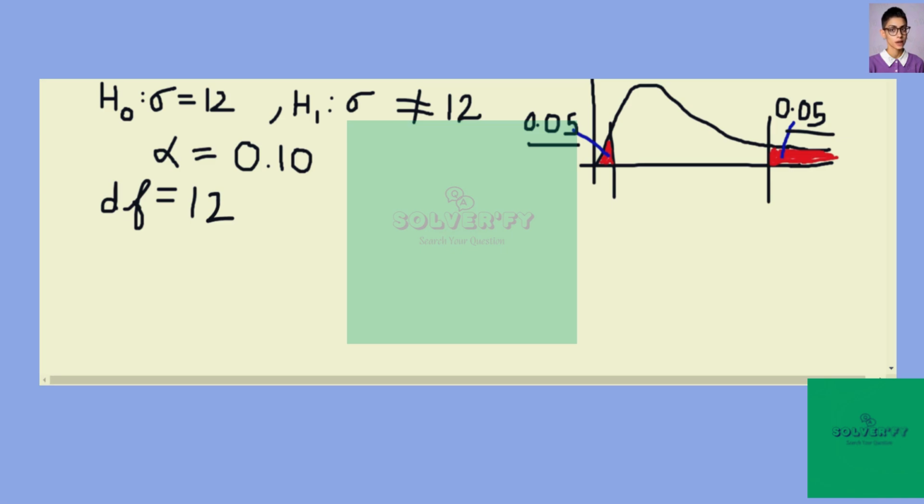Now, we have to find the critical values. For the right side's critical value, see in the table for chi-square distribution under alpha equal to 0.05 and degrees of freedom equal to 12. So, the right side's critical value is 21.026.